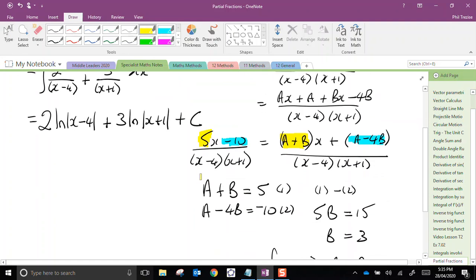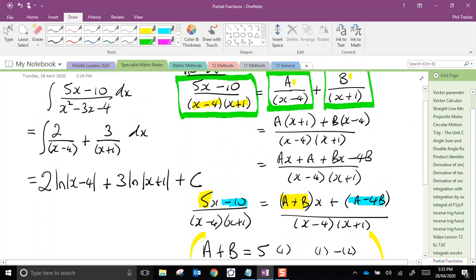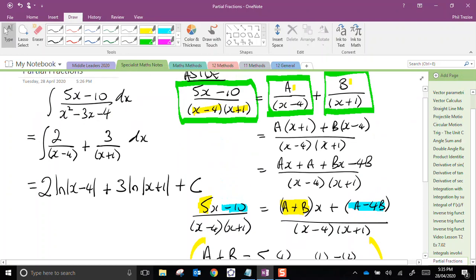A little bit of simultaneous solutions going on down here, so nothing more than algebra, and it makes our integral child's play. The integration step from here to here couldn't have been easier.